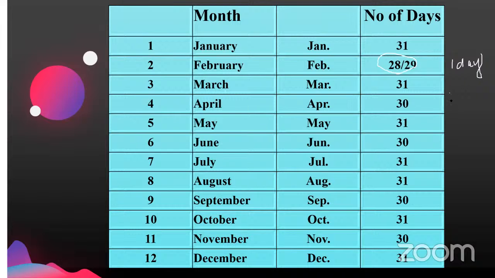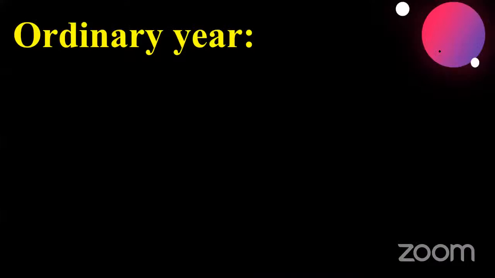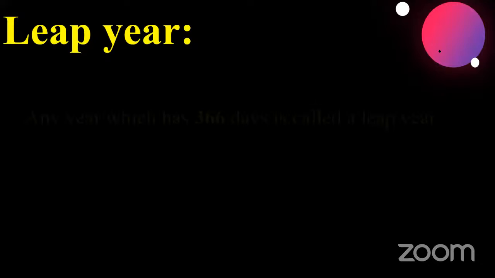Yes, ma'am. A quarter of a day is being added every year. Combining the four quarter days makes 24 hours, so with that we are getting an extra day in February. That's why we get a leap year, right? In an ordinary year we have 365 days, and in a leap year we'll have 366 days.